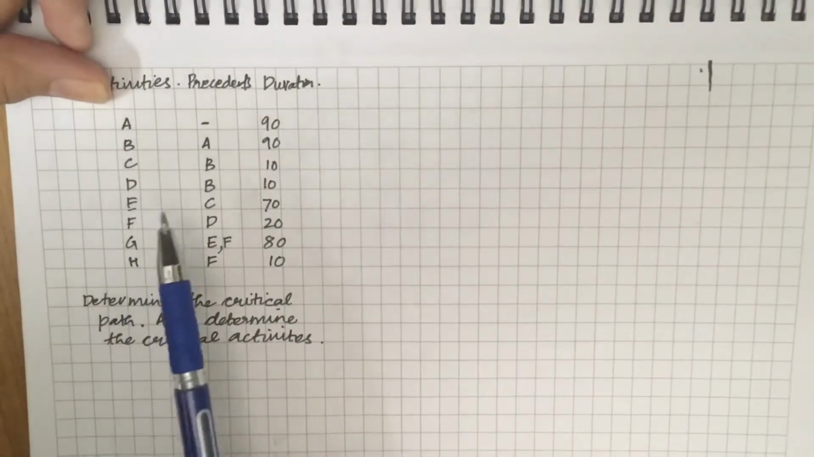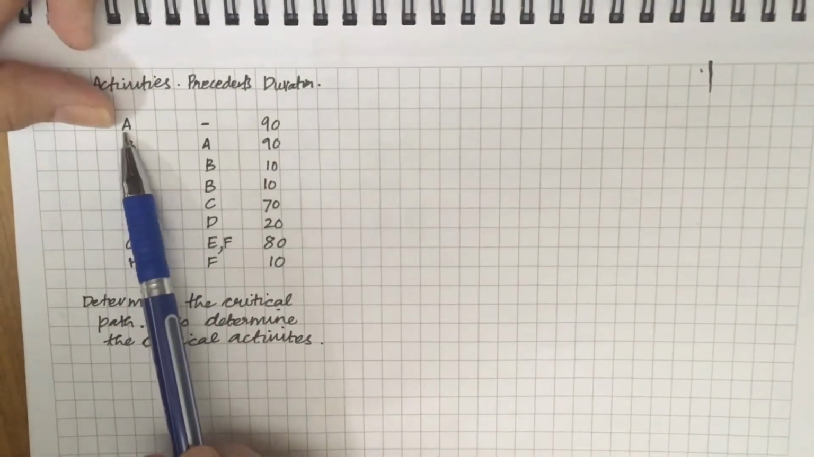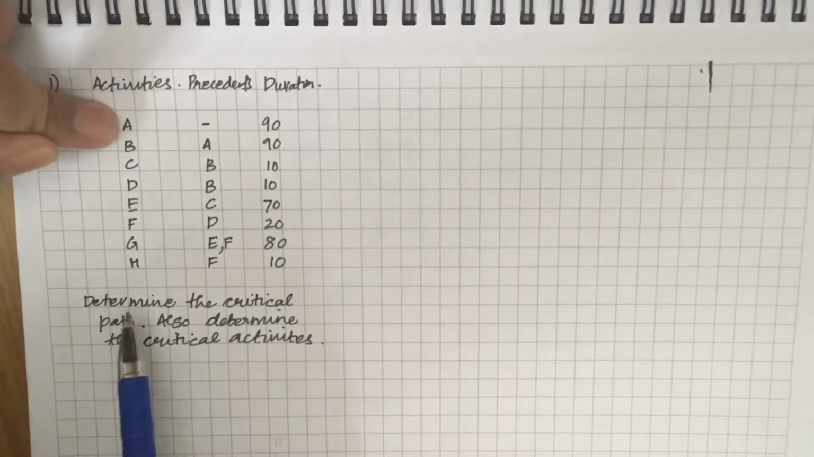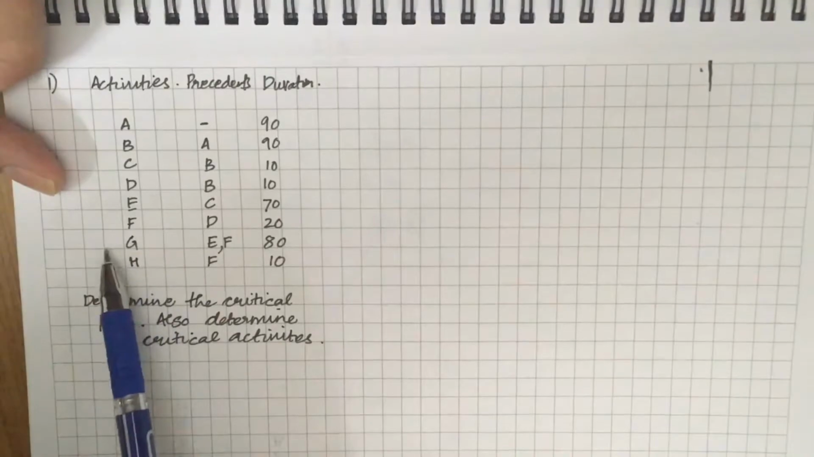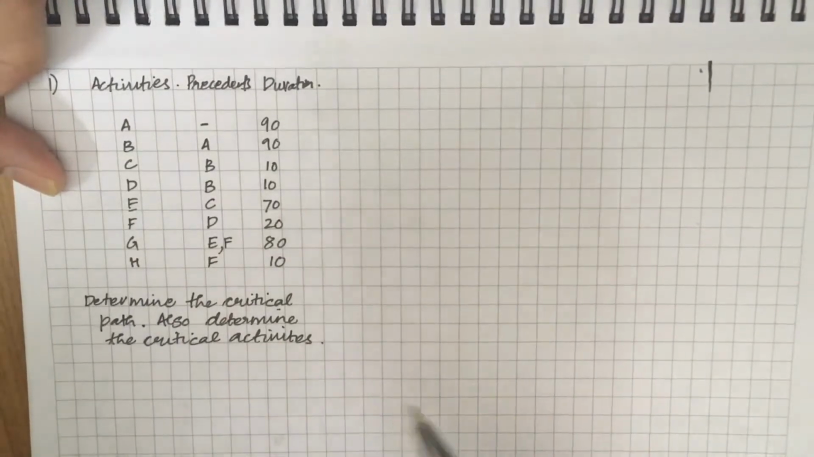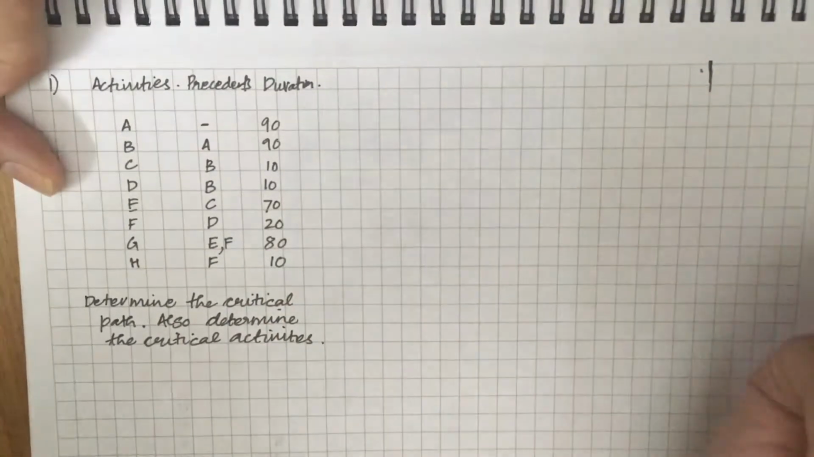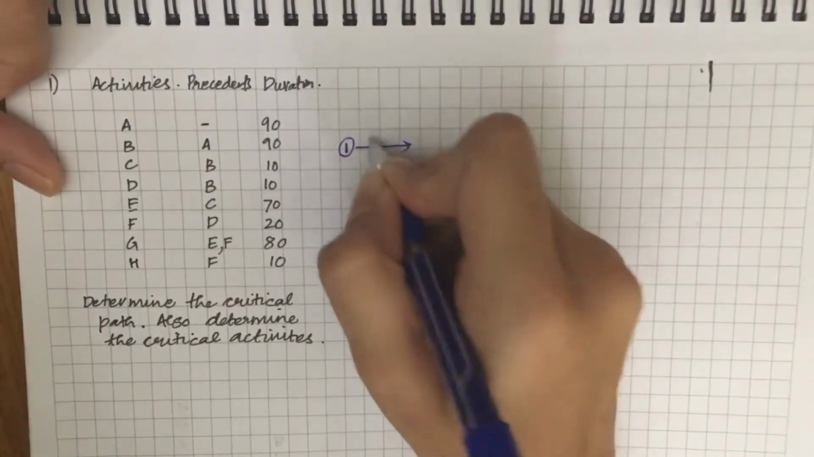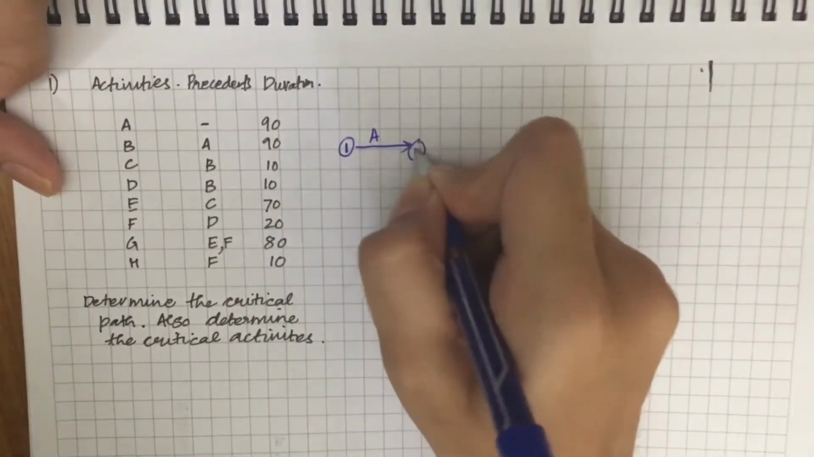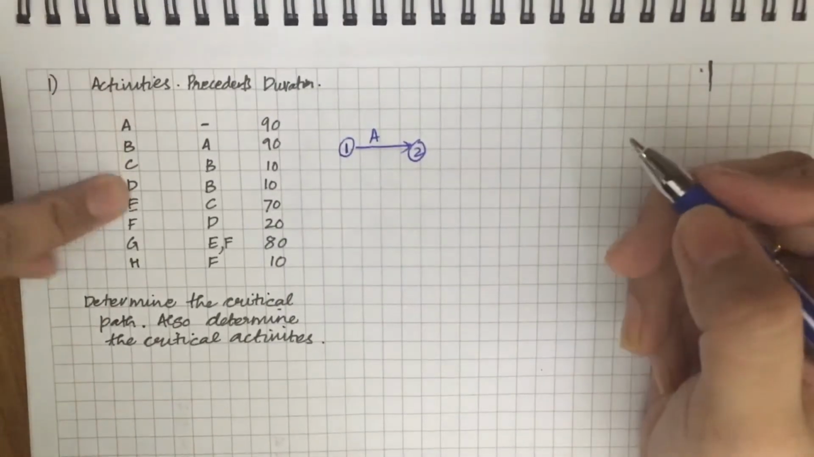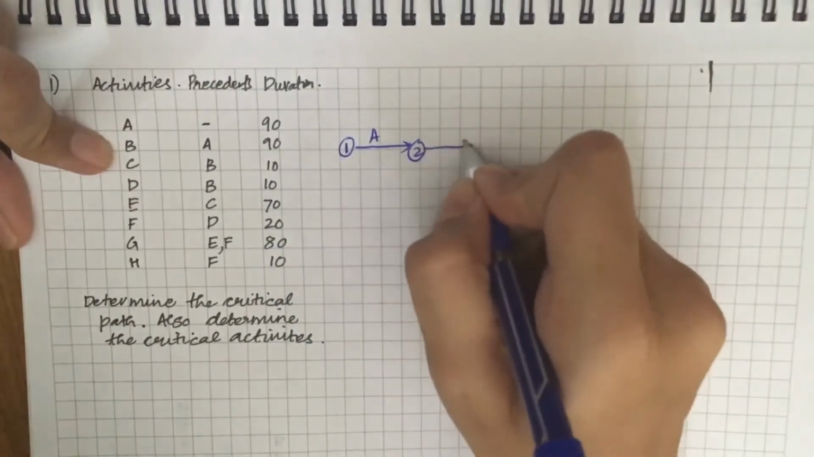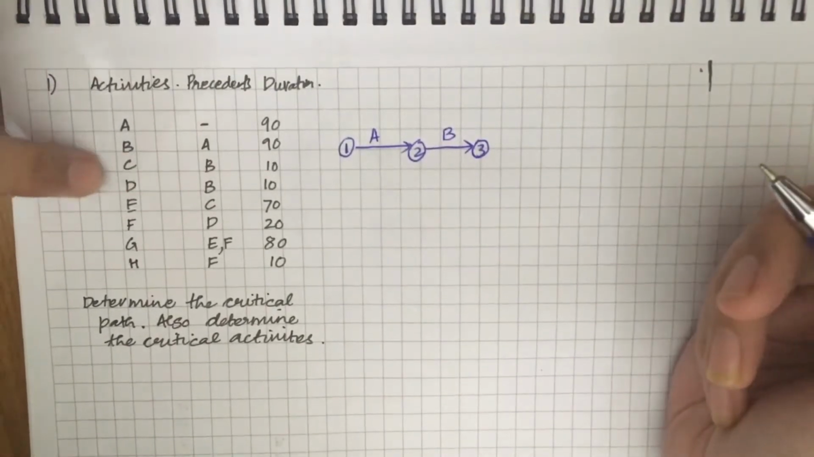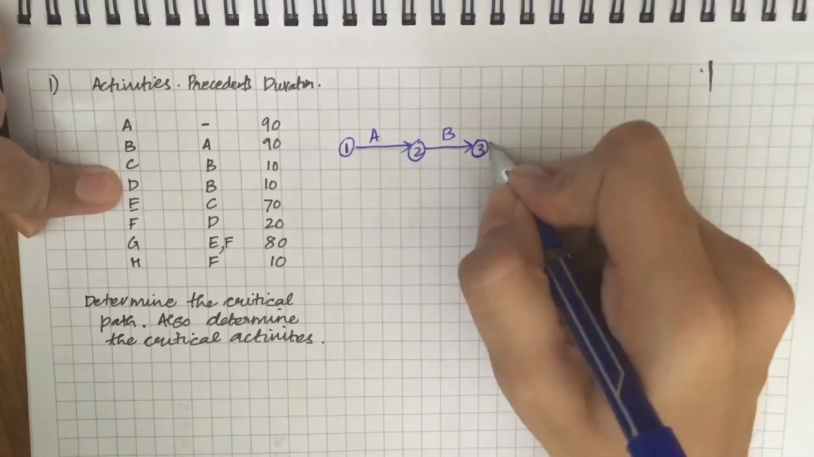If you observe, the project will start with activity A and it will end with activity G and H. So first we'll make the network. A. Once A is done, you can proceed with B. Once B is done, you can proceed with C and D.